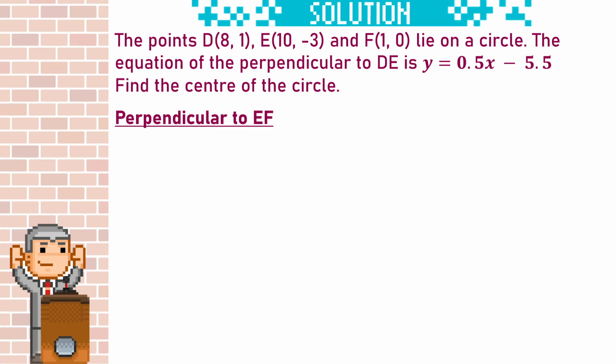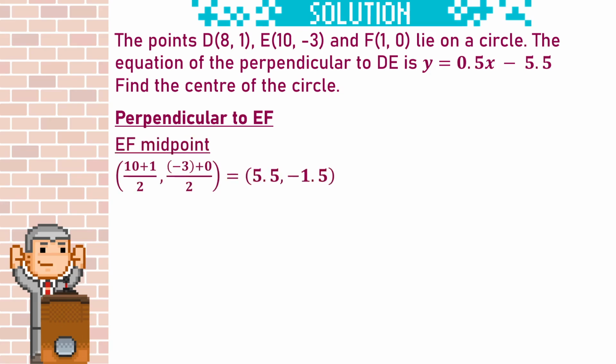So the perpendicular to EF, we need to first of all find the midpoint. So we're going to substitute in the x coordinates and the y coordinates, add them together and divide by 2. So it gives us 5.5 and minus 1.5. Next we need to find the gradient. So to do that we do change in y, so take away the y values, over change in x, so take away the x values, and we get minus a third.